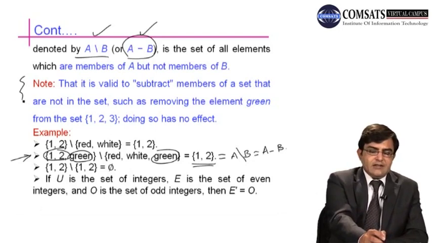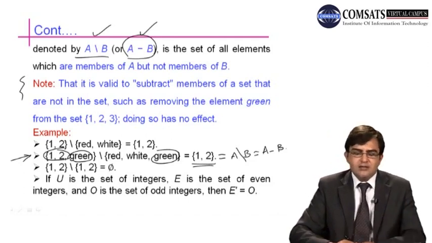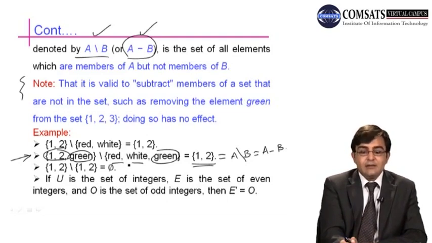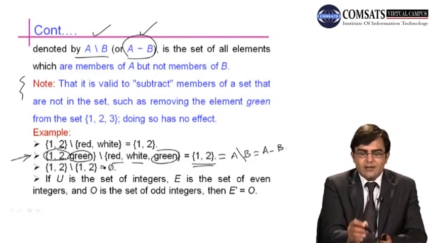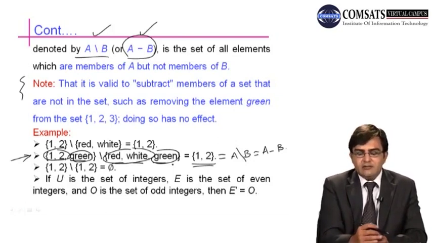Here we take note that it is valid to subtract members of a set that are not in the set, such as removing the element green from the set. Doing so has no effect. What does it mean? That red and white are in set B. Even if we subtract red and white from this set, there will be no effect, because we subtract only those elements which are common in both sets, and the rest of the members which are in B we leave them.